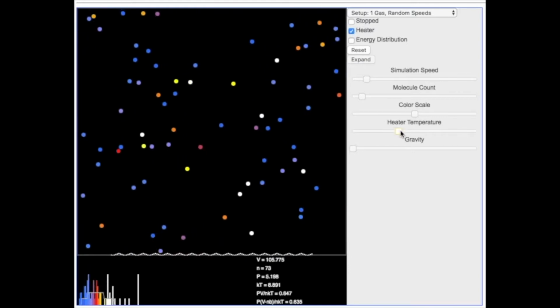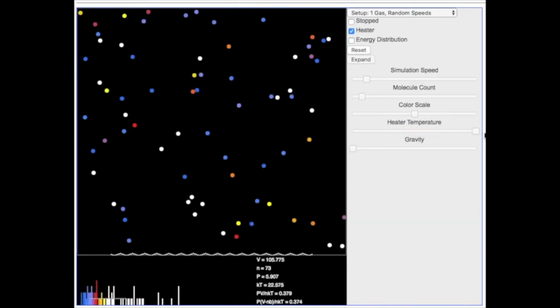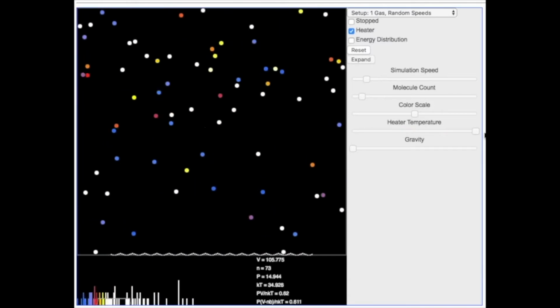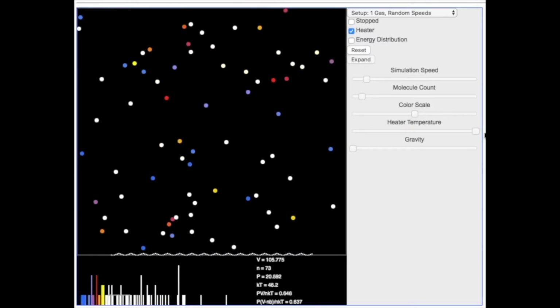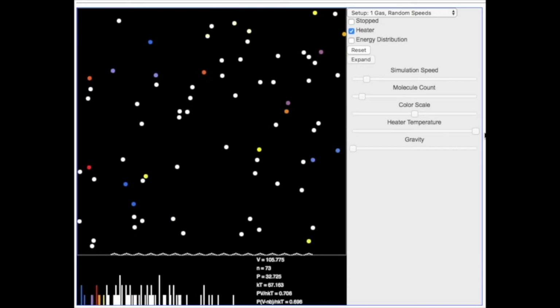So I'll demonstrate that by adding some heat right here. If I add the heater, which you can see is this vibrating line down at the bottom, the particles start to move faster. So they start to gain more kinetic energy.